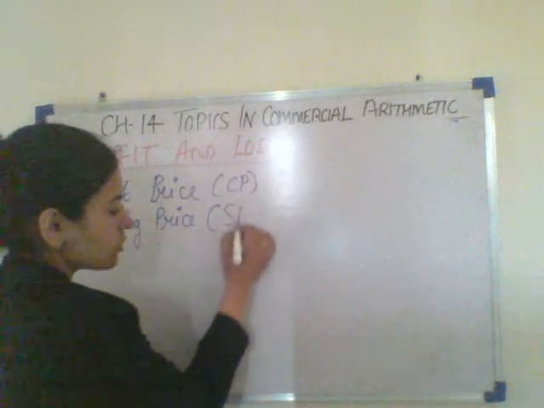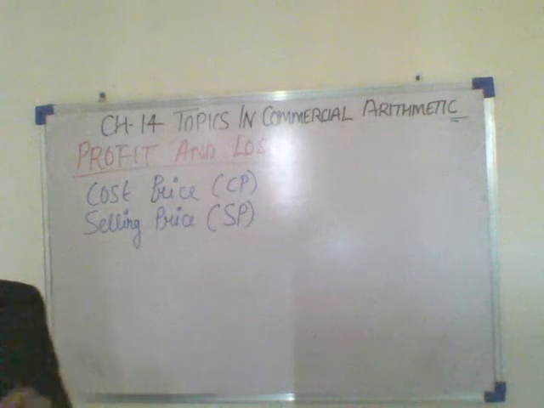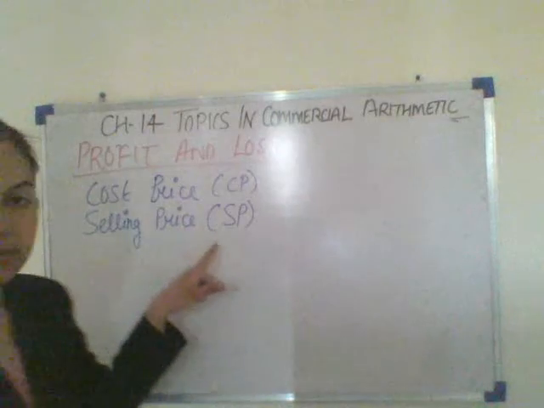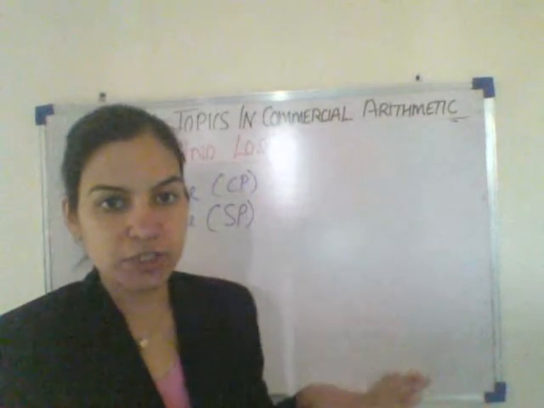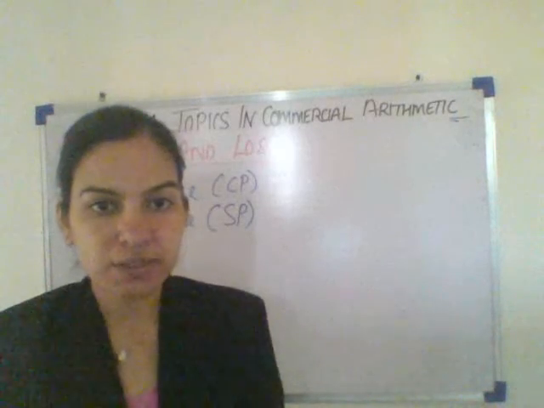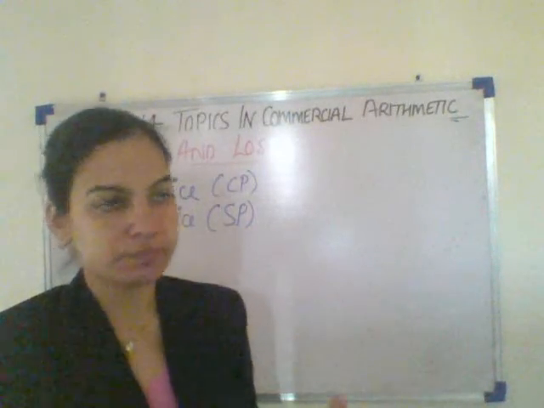Selling price, we used to write as SP. What is the selling price? The amount which you receive from the customer by selling an article is called the selling price, written as SP. Suppose I have a refrigerator. That refrigerator I sold for rupees 6,000. So that is the selling price of that refrigerator.